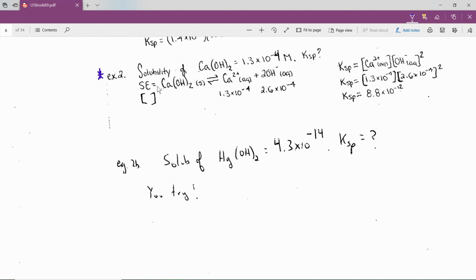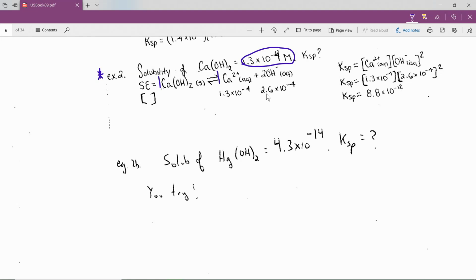So if I dissolve 1.3 by 10 to minus 4 moles per liter of calcium hydroxide, then I'll get 1.3 by 10 to minus 4 moles per liter of calcium 2 plus. It's a 1-to-1 ratio. But in every calcium hydroxide, there are 2 hydroxide ions. So I get 2 times 1.3, 2.6 by 10 to the minus 4 of the hydroxide. So those are my equilibrium concentrations in a saturated solution of calcium hydroxide at 25 degrees Celsius.